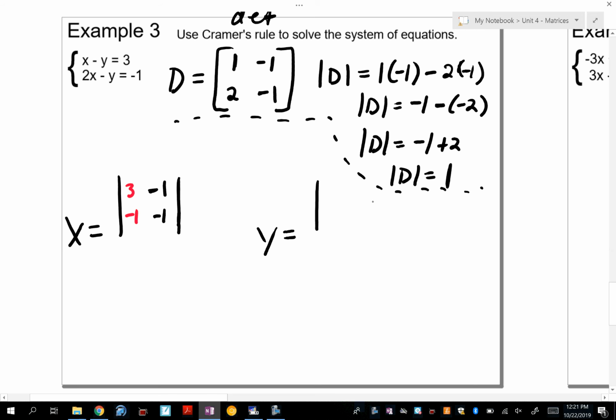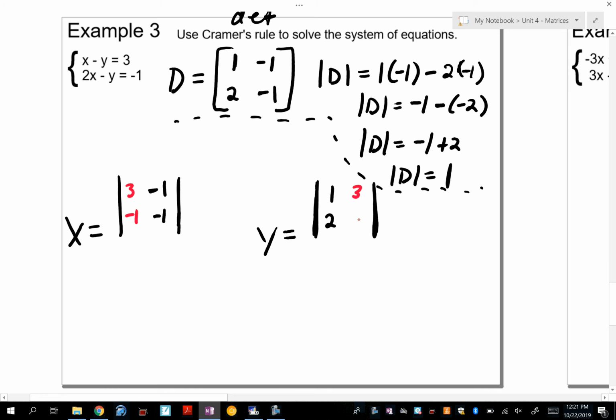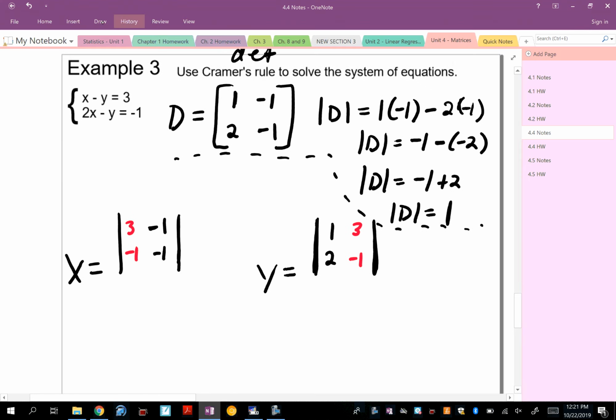Okay, now let me do y. Now y, if you look at the coefficient matrix, which numbers came from y? The second column. So that column is going to get replaced by the constants. So you're going to rewrite 1 and 2 but you're going to change the second column to be 3 and negative 1. Correct. Whenever you're solving for x, you're always going to replace the first column, and solving for y will always be the second column, every time.